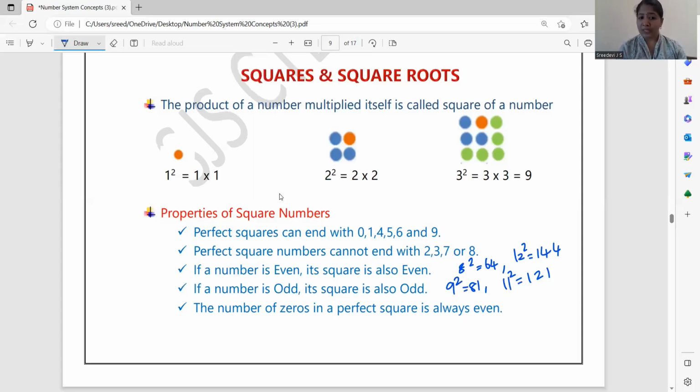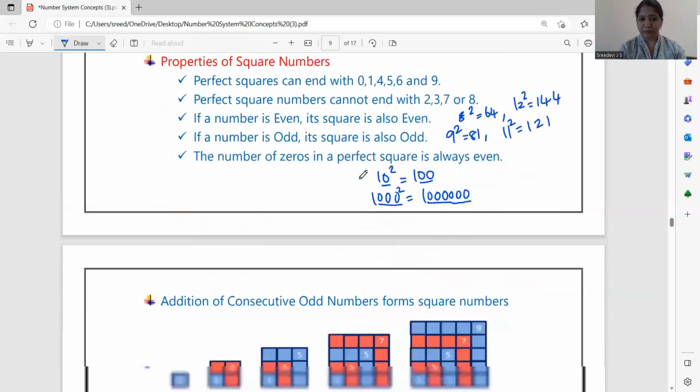Then the number of zeros in a perfect square is always even. See everyone, if we take the square of 10, the answer will be 100, right? In 10, how many zeros are there? Only 1 zero. And in 100, how many zeros are there? 2 zeros. 2 is an even number and 1 is an odd number. For example, 1000 square: what is 1000 square? 1 with 6 zeros. Here the number has only 3 zeros and the square number has 6 zeros, right? So whatever number with zeros is coming, the number of zeros in the perfect square number will be even. Okay, so I hope you have understood.